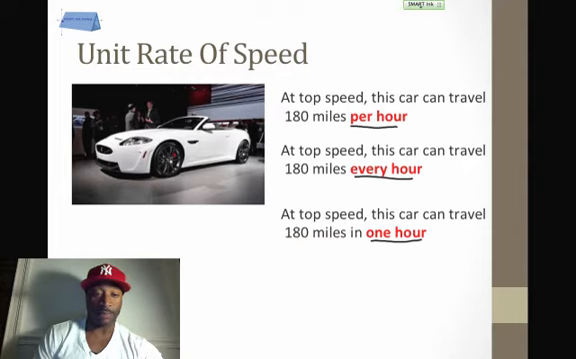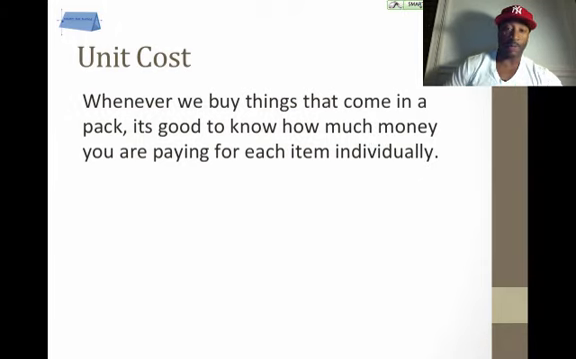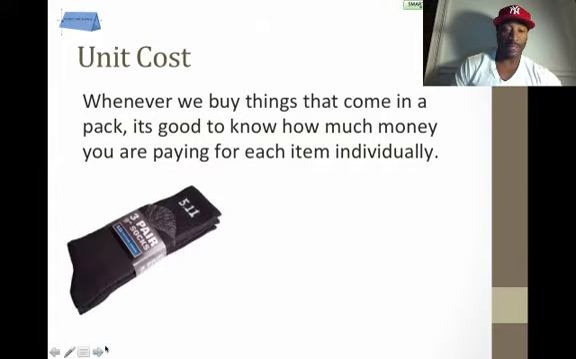All right, so let's take it a bit further. Let's go to unit costs. First of all, let's get rid of these lines here. Now let's go to unit costs. All right, so think about this. Whenever we buy things that come in a pack, it's good to know how much money you are paying for each item individually. So let's look at this pack of socks. There's 3 pair of socks in this pack. Now, if you go to a Target or a Walmart, or let's say a Modell's, and you see this pack of socks, you can't just open the pack and say, okay, well, 3 come inside the pack, but I only want to buy 1. If you do that, you'll probably be in cuffs and handcuffs, all right? So you can't do that.